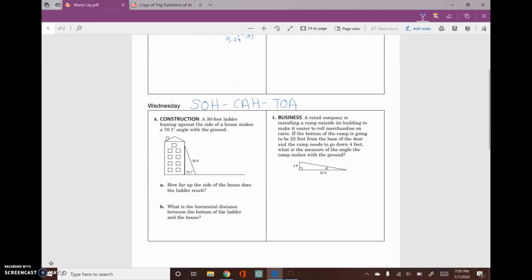just simple SOHCAHTOA work, some review. That's going to help us for today's notes. Number 4, the construction of a ladder with the house. That one's straightforward SOHCAHTOA. Number 1, the one with the installing of a ramp. To find the angle of the ramp, don't forget you have to find the inverse. So then the inverse of either sine, cosine, or tangent, whichever one you use.